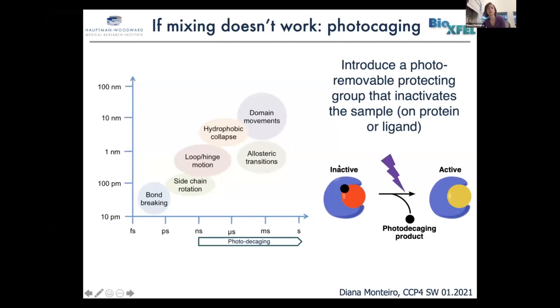And this is a little schematic. You have your inactive protein with a photocage group on, you shine some light, you take the group off, and you activate it. In terms of the chemistry, there are different groups that you can put on, and these will define your time resolution. And I will show you a little bit more, but some of them can be taken off on the nanosecond time scale. Some of them can be taken off on the millisecond time scale. And again, you have to think about what it is that you want to see.